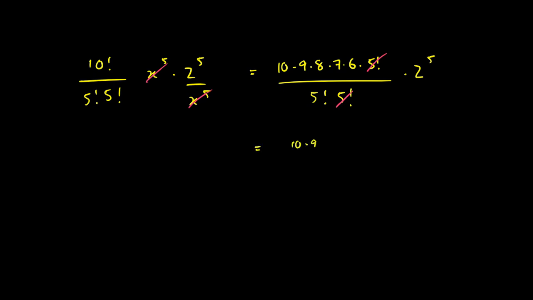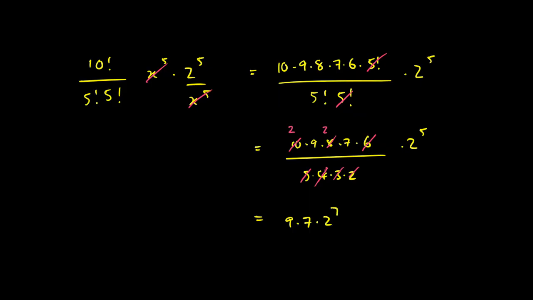So 10 times 9 times 8 times 7 times 6 over 5 times 4 times 3 times 2 times 2 to the power of 5. All right, well, what's the best way of cancelling this? I guess 3 and 2 is 6, isn't it? So that's gone. We can divide the 8 by 4. That gives us 2. We can divide the 10 by 5. That gives us 2. So we end up with 9 times 7 times 2 times 2 times 2 to the power of 5, which is going to be 2 to the power of 7.